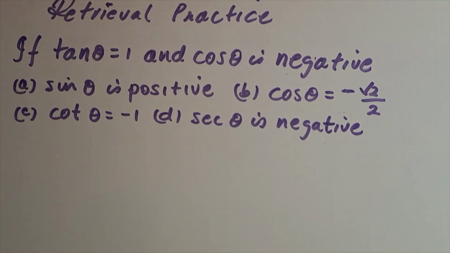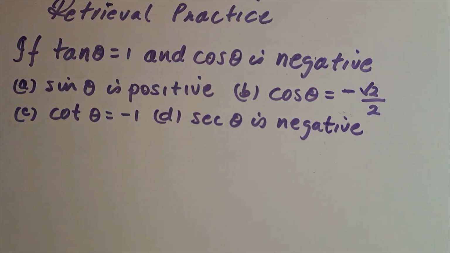If tan theta is equal to 1 and cosine theta is negative, by the way we're talking about the same angle theta, then which of these four options is true or are true? Sine theta is positive, cosine theta is minus root 2 over 2, cot theta is equal to minus 1, or sec theta is negative.